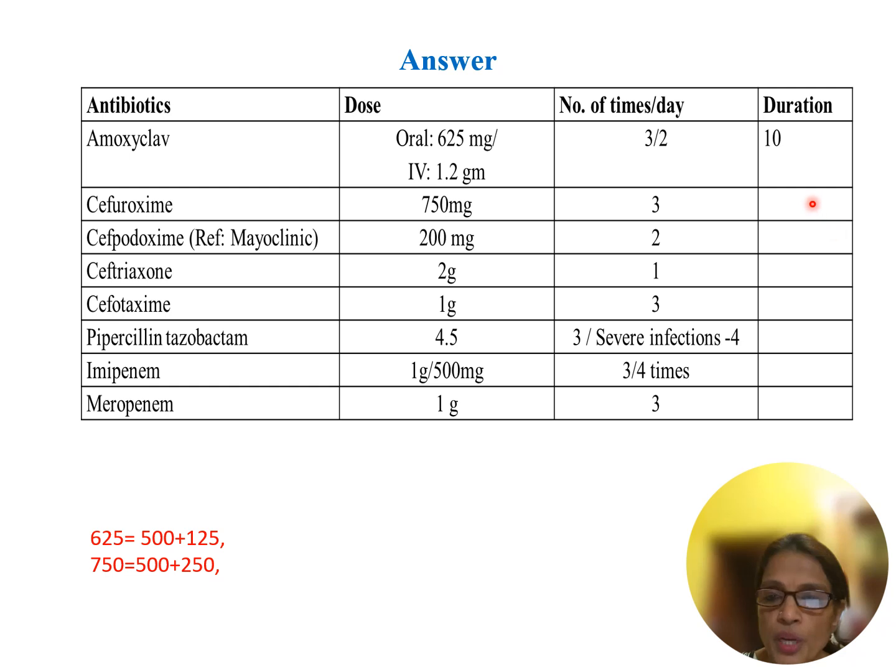Say again, duration I have not mentioned because you may change the IV formulation into oral formulation based on the culture and sensitivity report. Now 10 days can be represented as 5 into 2 here. So by using only numbers 1, 2, 3, 4 and 5 plus 0, you need to represent the various doses of the antibiotics to be given, the number of times per day and the duration.